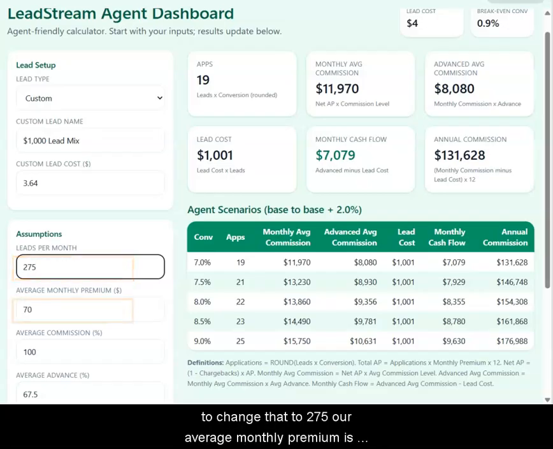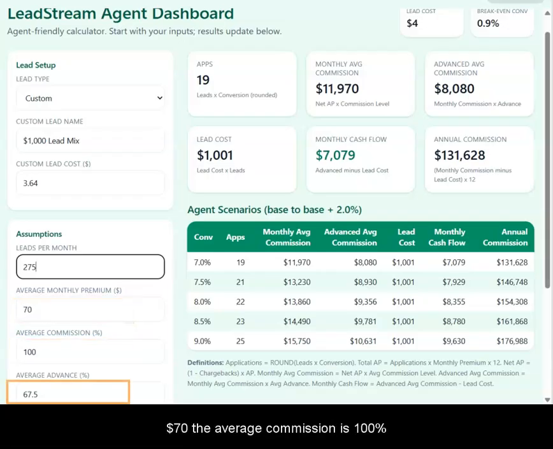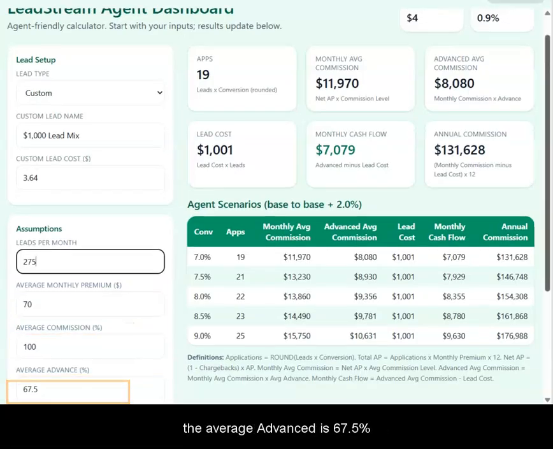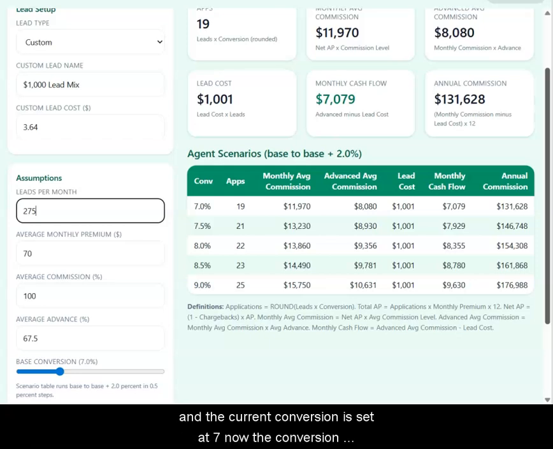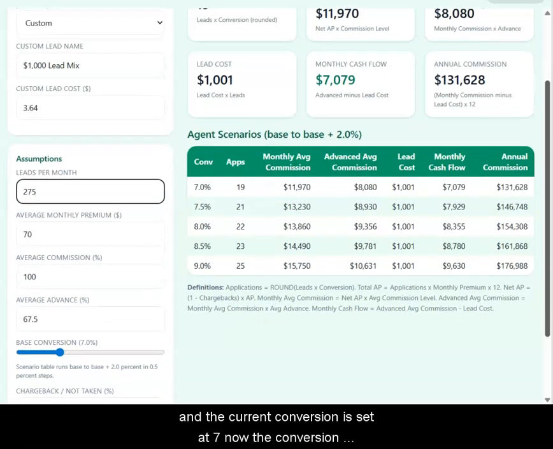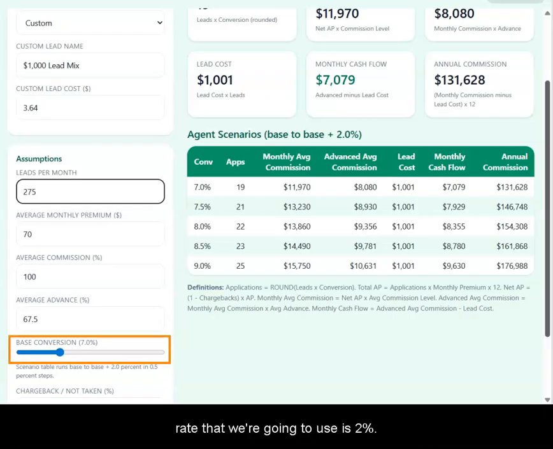Our average monthly premium is $70. The average commission is 100%. The average advance is 67.5%. And the current conversion is set at 7. Now, the conversion rate that we're going to use is 2%.